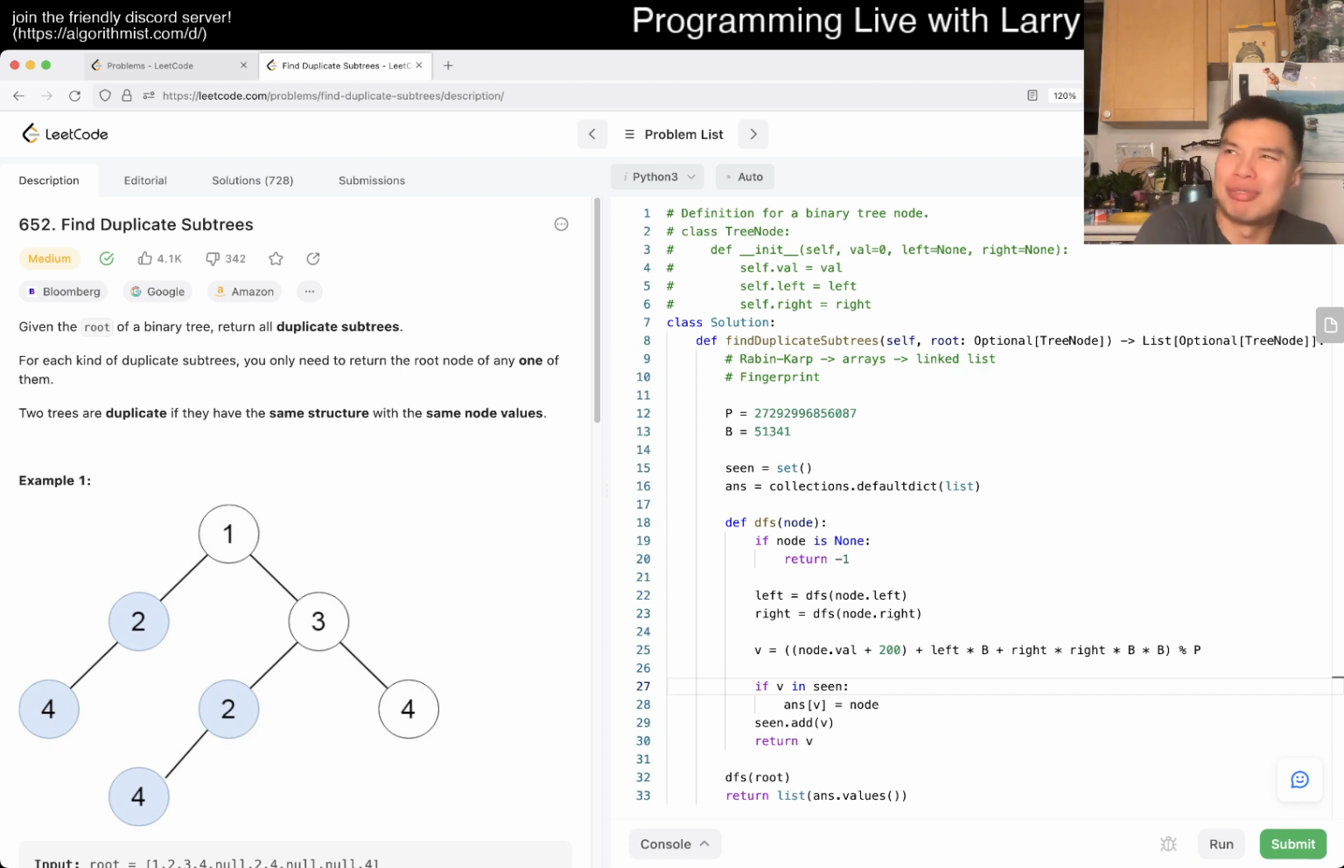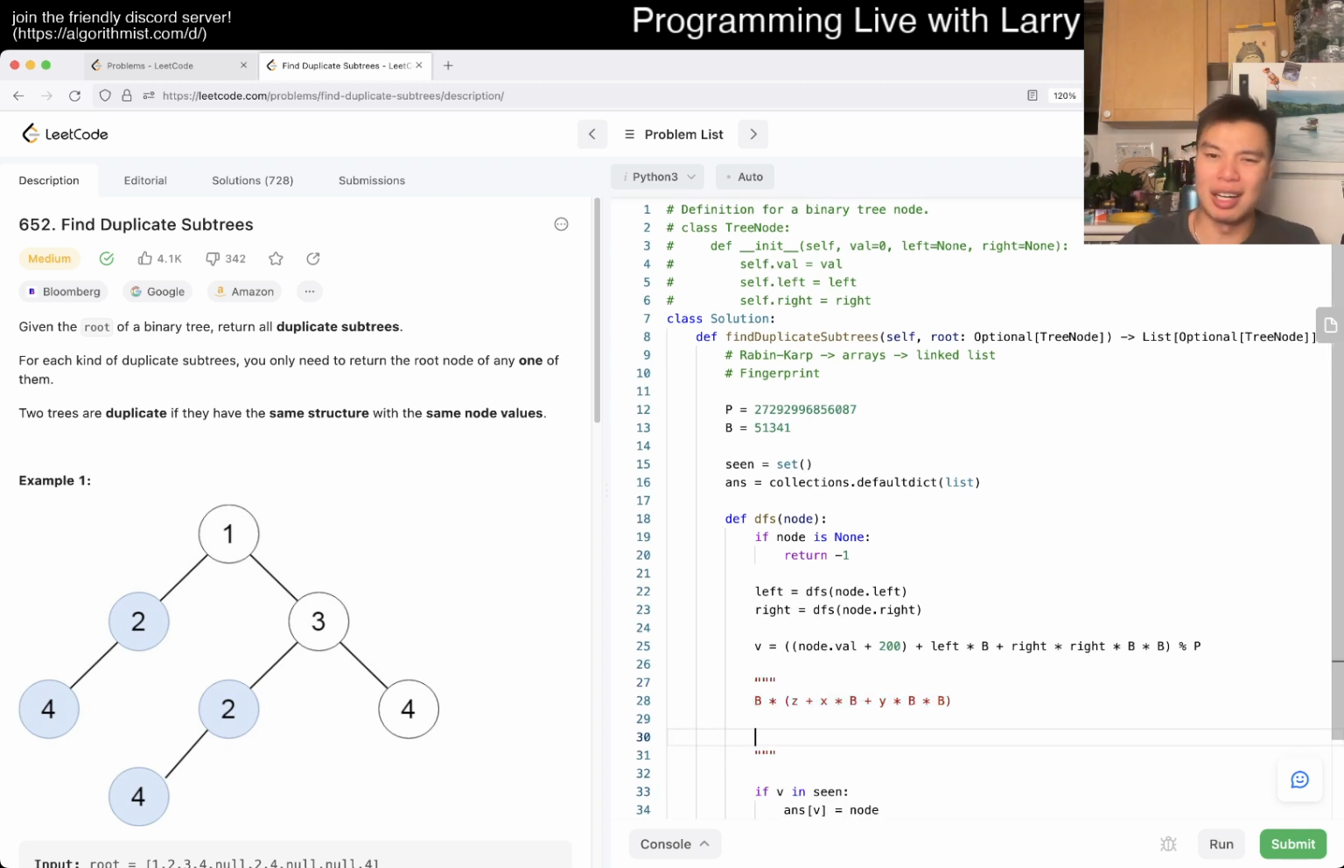But basically, the way that I would maybe think about it, if you wanted to see what went wrong with Larry, was that it was taking sums of linear components. So maybe if we have something like this, this is just Z times B plus X times B times B plus Y times B times B times B, or something like this, right?